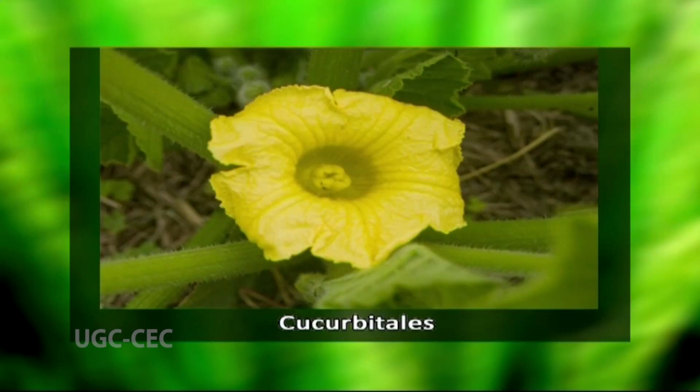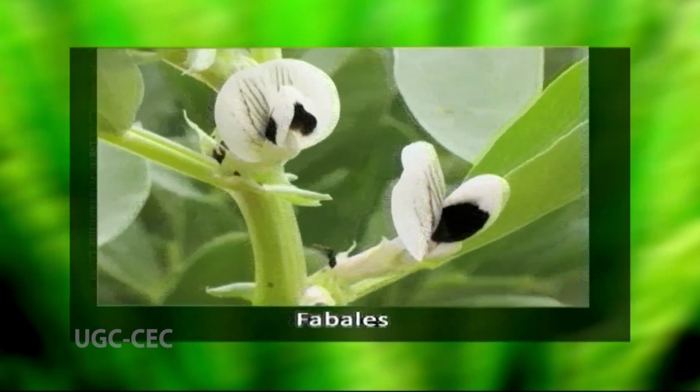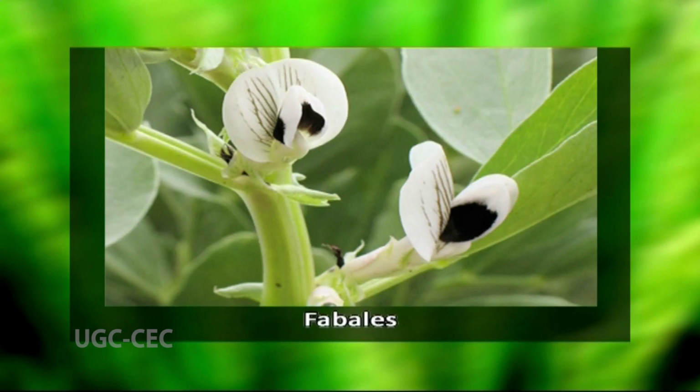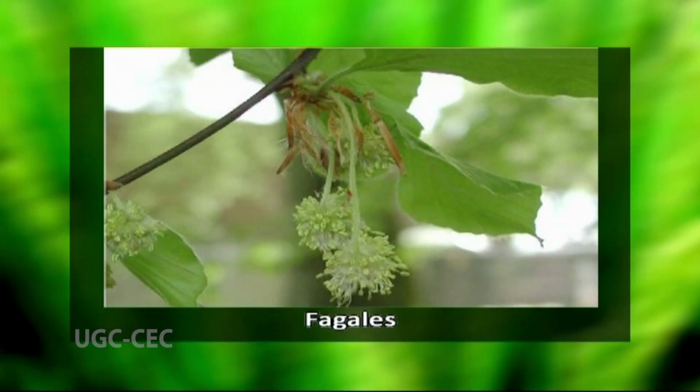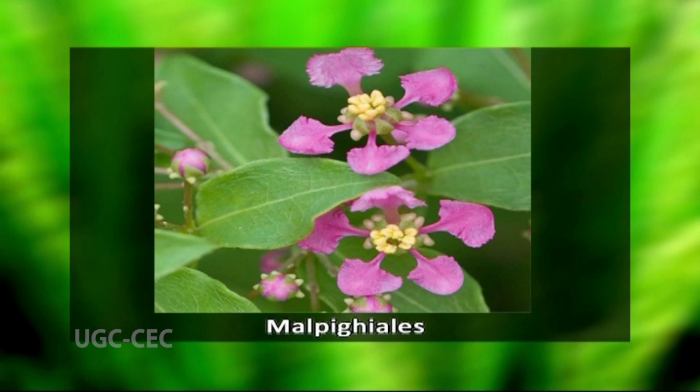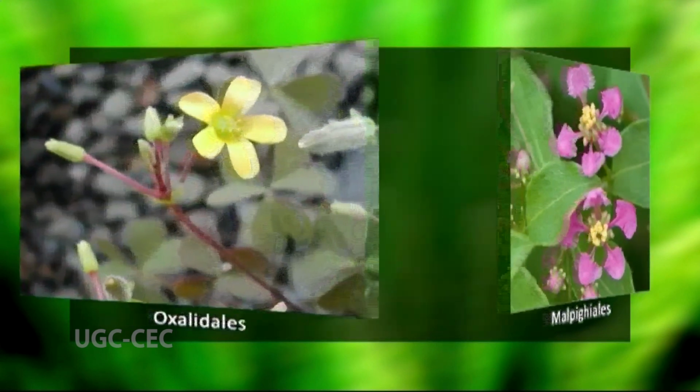Then followed by cucurbitales. It is an order wherein we have some plant taxa which we use as common vegetables. Then followed by fabales. Fabales is an order wherein we have the legumes. Followed by fagales. This fagales order is followed by malpighiales, which is followed by oxalidales.